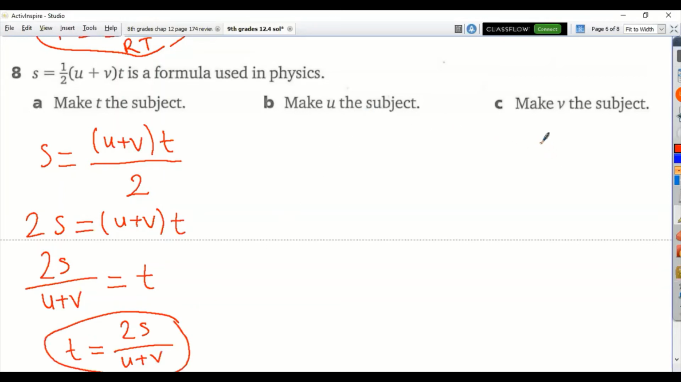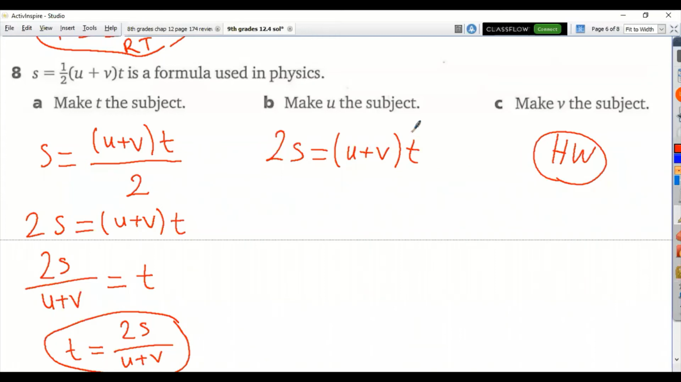Let me solve for V also, and you're going to solve it. Let me start solving, sending 2 to the other side, so it's going to be 2S equals (U plus V) times T. We will make U the subject. So it should be isolated on the right or on the left. A better idea is distributing T over the parentheses.